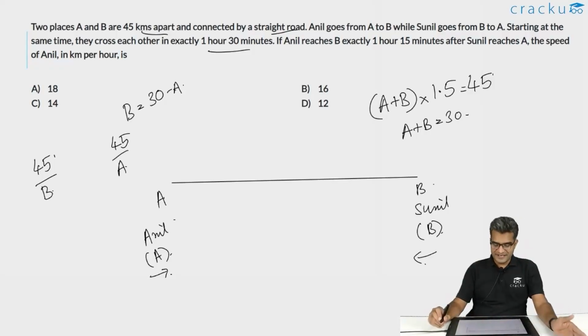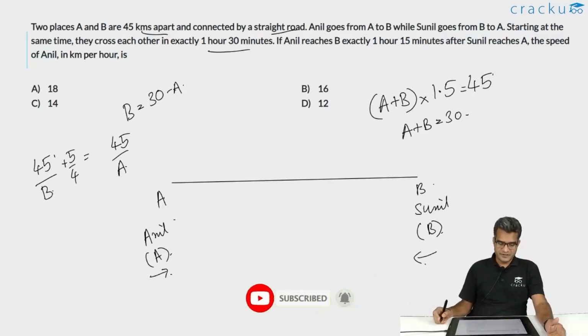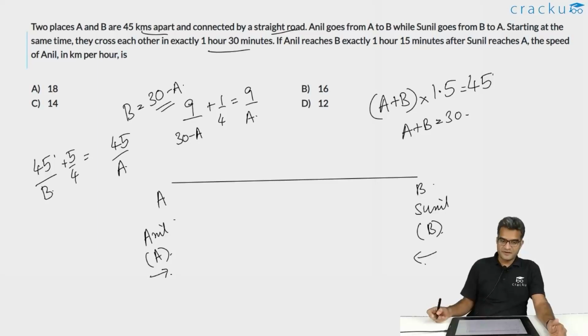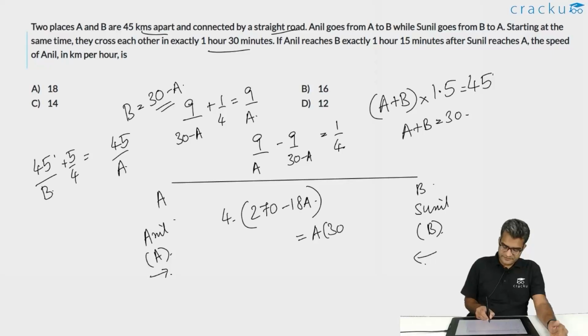What we are told is that Anil reaches B exactly 1 hour 15 minutes after Sunil reaches A. So this plus 5 by 4 has to be equal to this. We can divide the entire equation with 5. So 9 by, and B is 30 minus A, 9 by (30 minus A) plus 1 by 4 is equal to 9 by A. We can simplify this. 9 by A minus 9 by (30 minus A) is equal to 1 by 4. Or this is (270 minus 18A) into 4 is equal to A into (30 minus A).